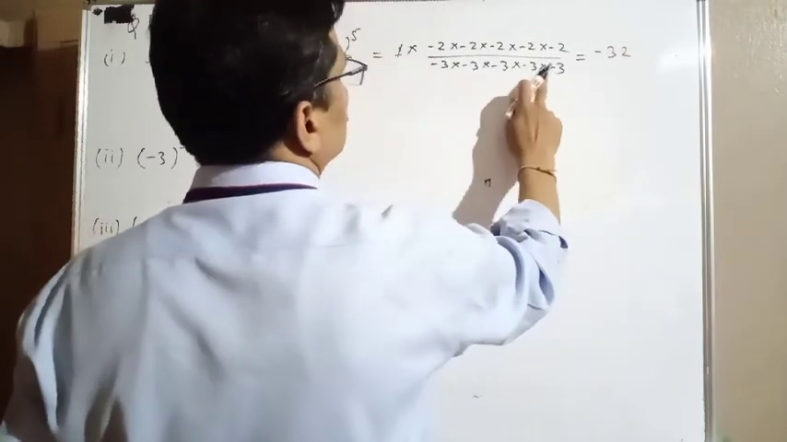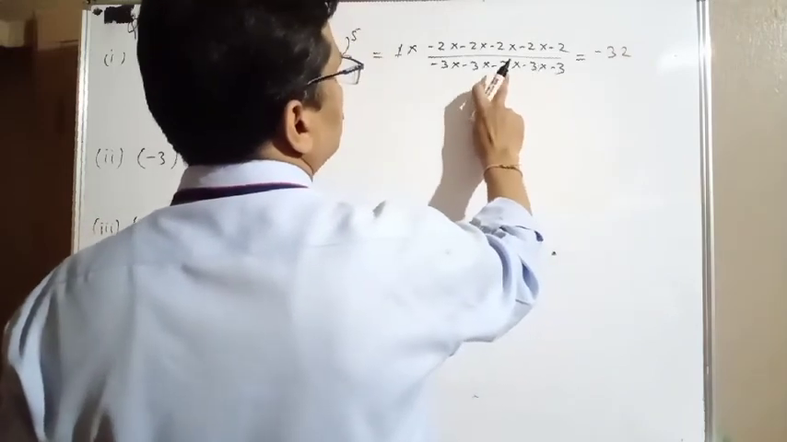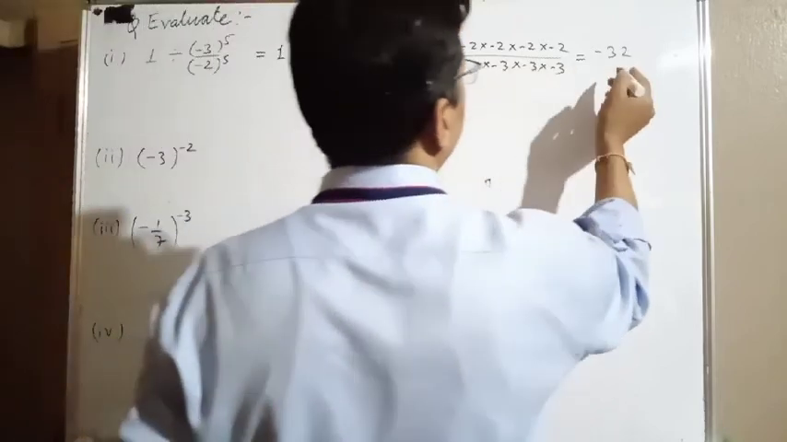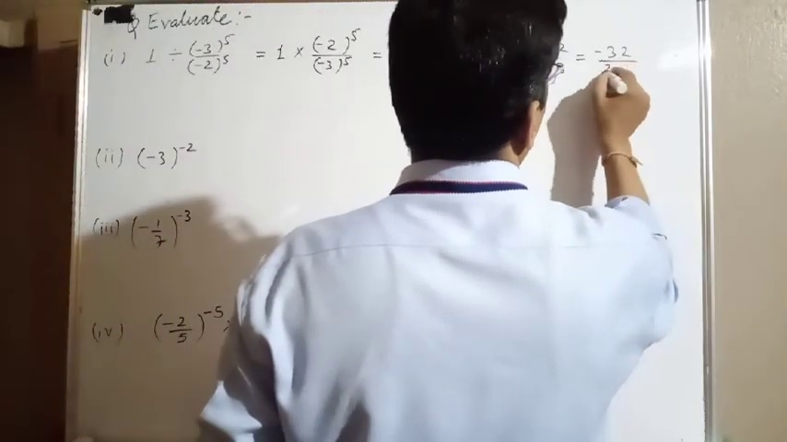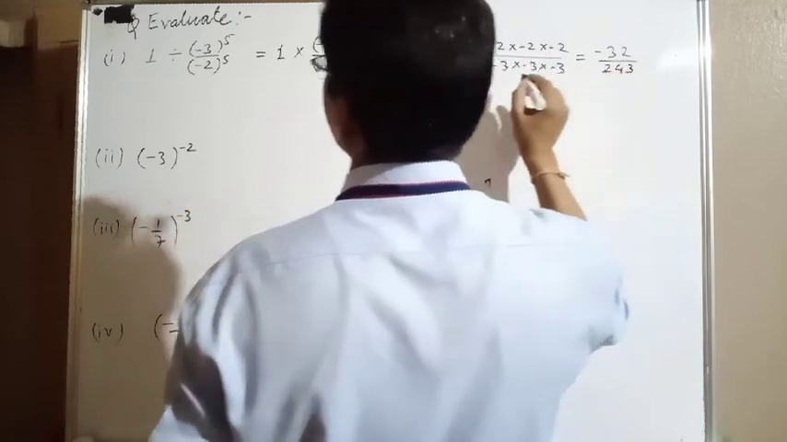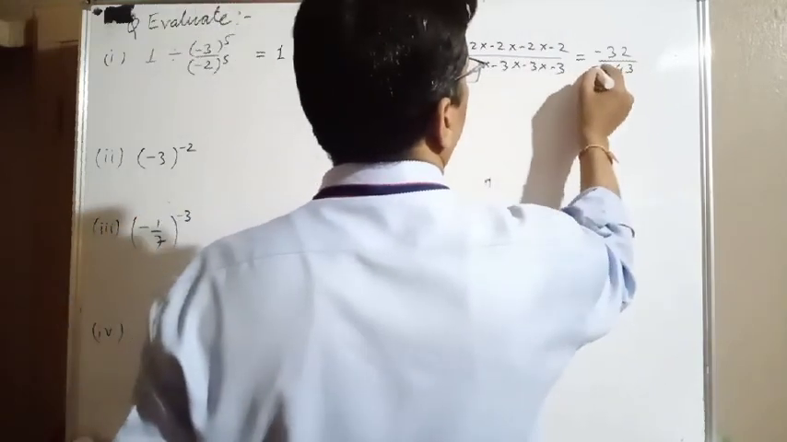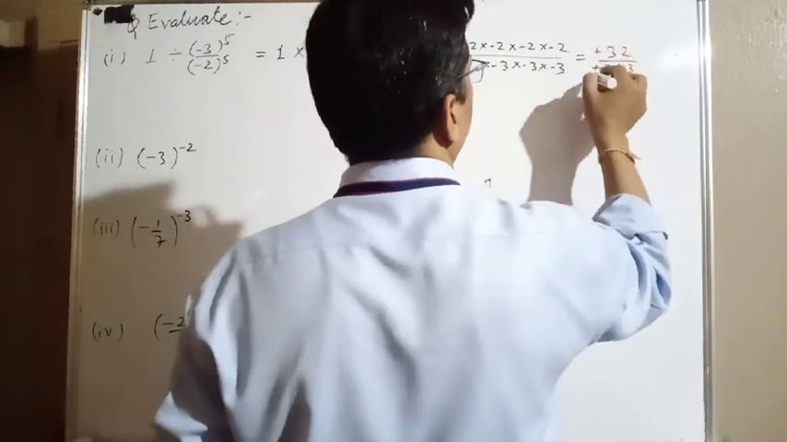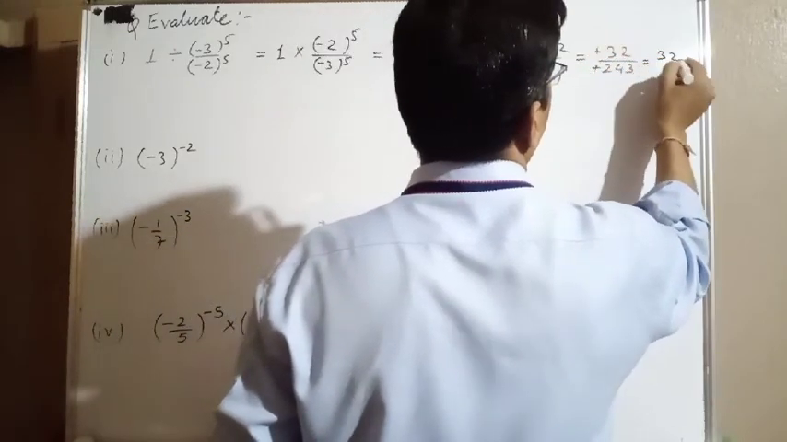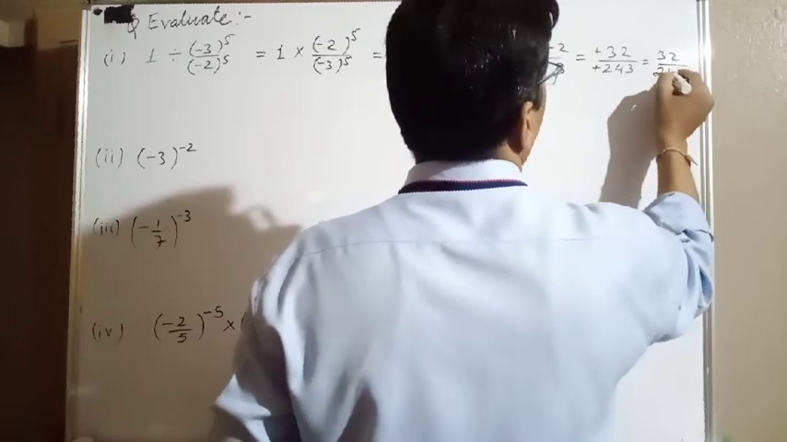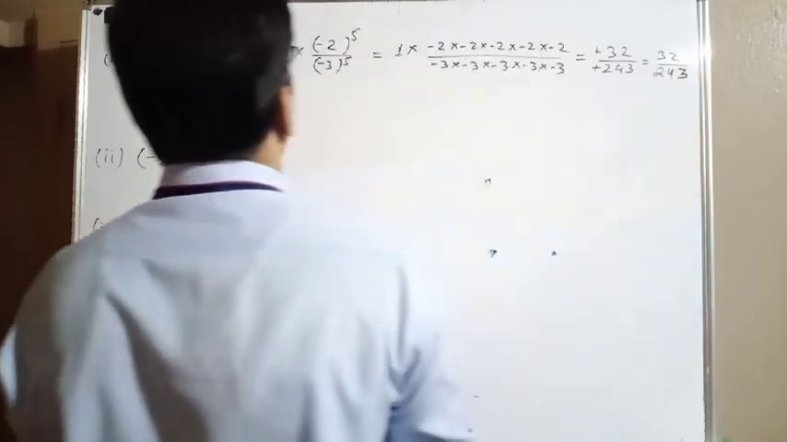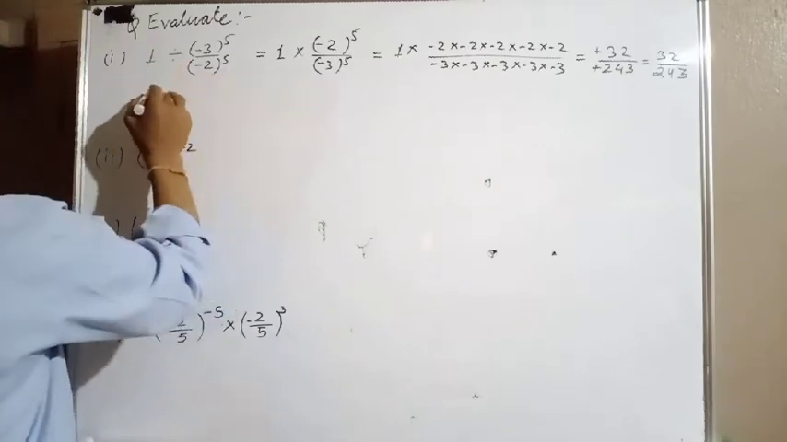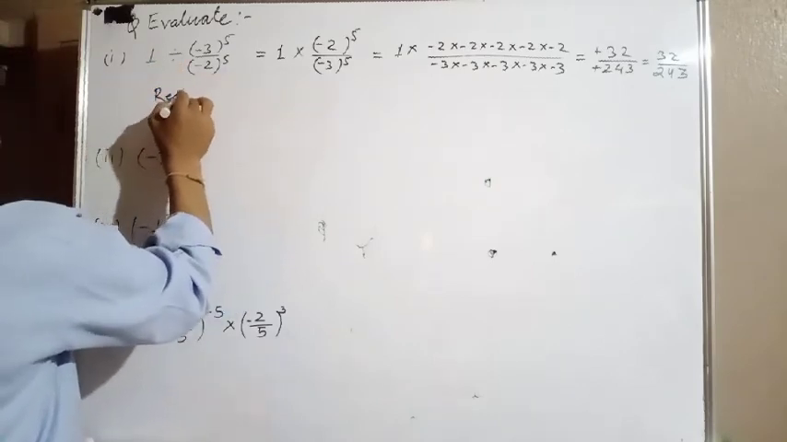In the same case, 3 threes are 9, 9 threes are 27, 27 threes are 81, and 81 threes are 243. We can write here 243, with a minus. So this minus over minus becomes plus, because minus divided by minus becomes plus. So what is the answer? 32 upon 243. This is our answer. Okay. Here we have used the reciprocal. So you can write here reciprocal.